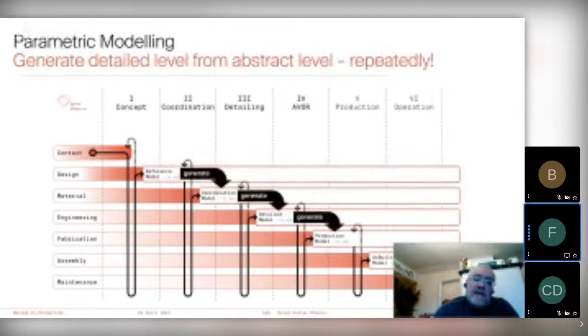The good thing is, of course, that we can generate the more detailed stage from the abstract stage at any given point, and we can repeat that. So should it turn out to be wrong in a later stage, we can update the reference model and repeat that step because we still have it.